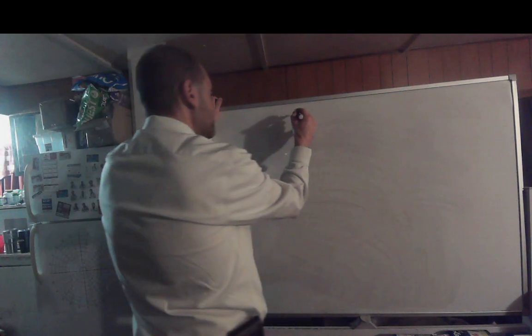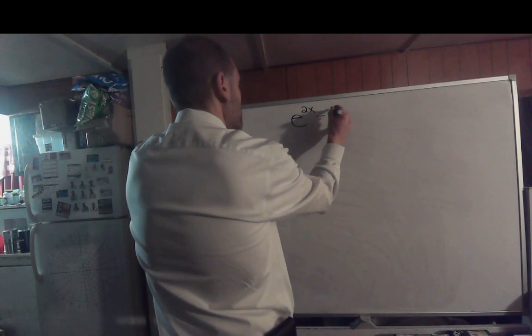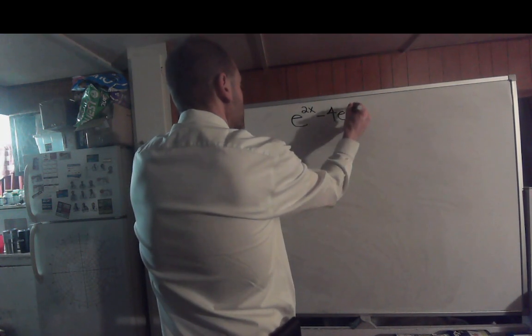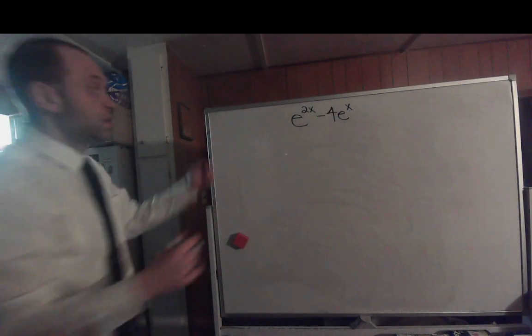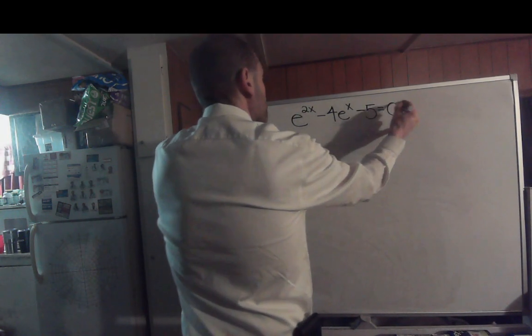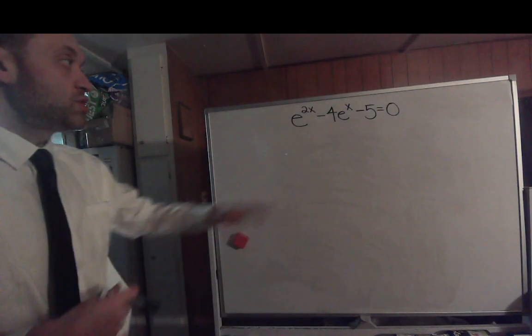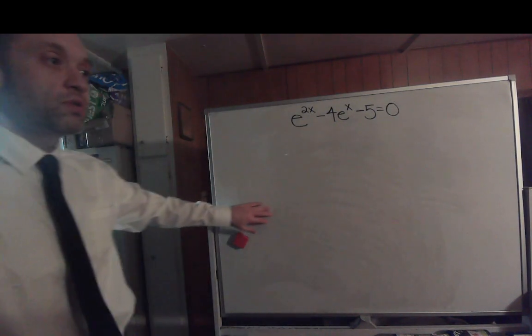Now this is going to be interesting. We have a quadratic exponential equation. So you have e to the 2x minus 4e to the x minus 5 equals 0.